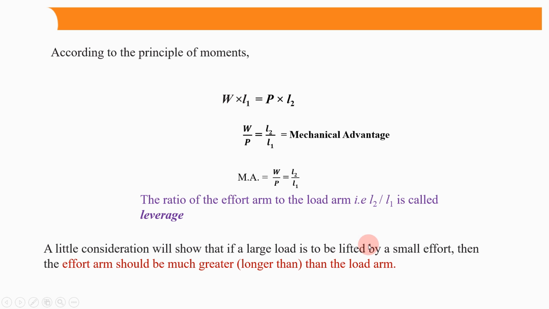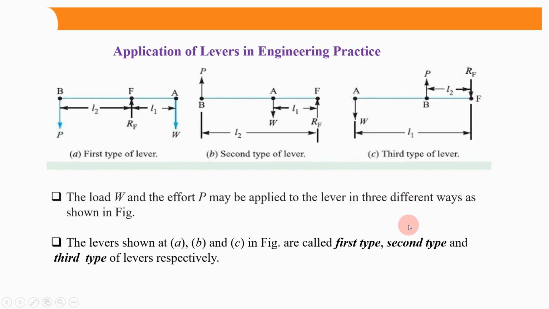If we want to lift a heavy load by applying a very small effort, then what is the condition for that? Then our condition is the effort arm should be much greater or longer than your load arm. Then and only then is it possible to lift a very heavy load by applying just a very small effort. Then what next, please see.